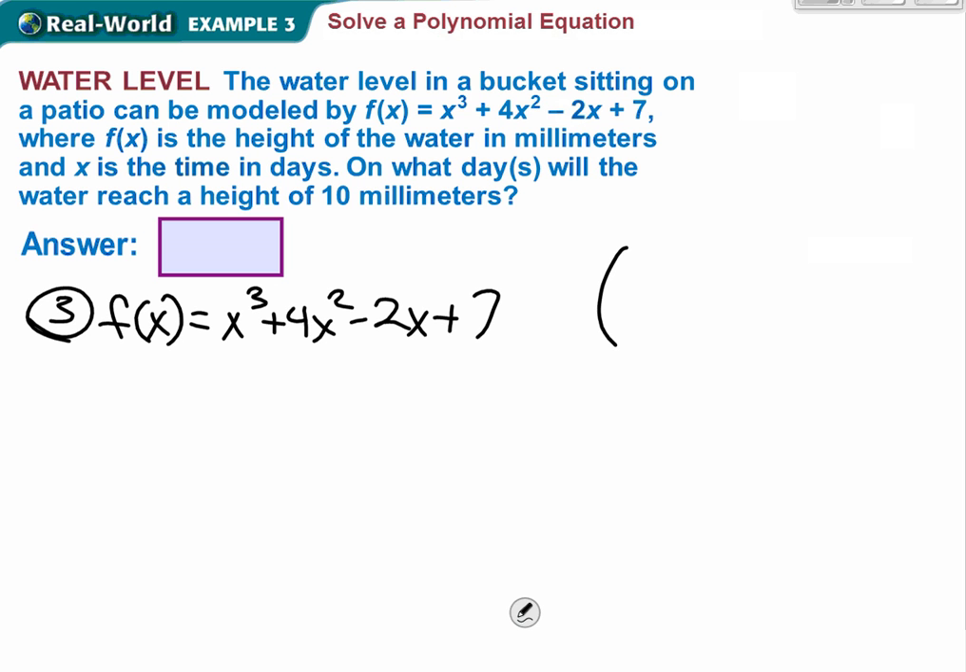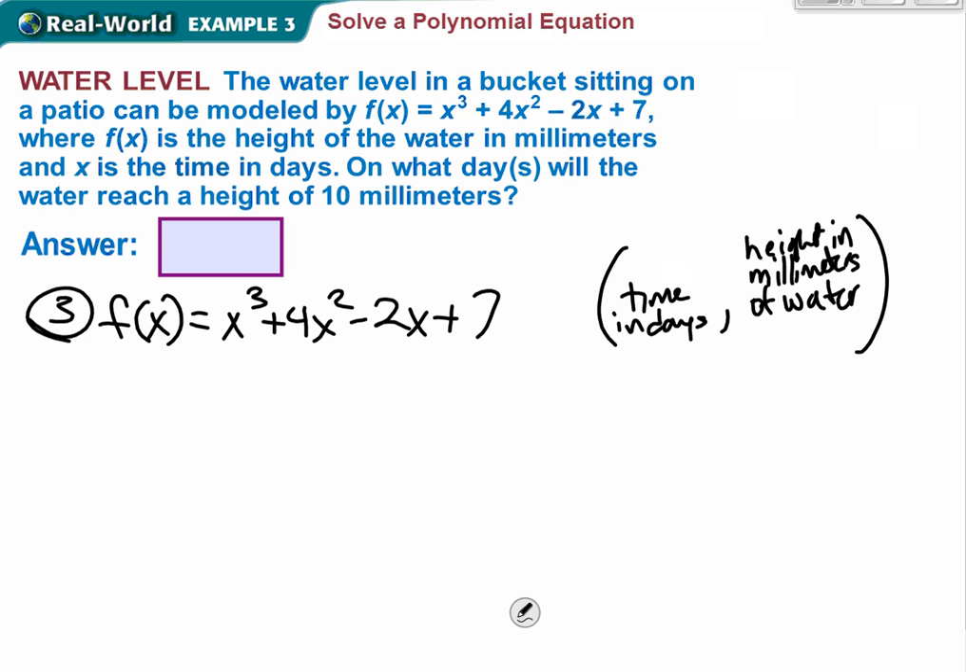So this is time in days, and this is height in millimeters of water. Just to kind of be able to see that way.